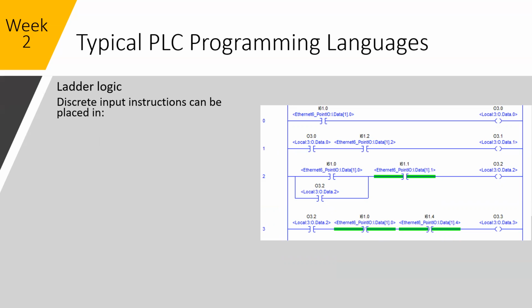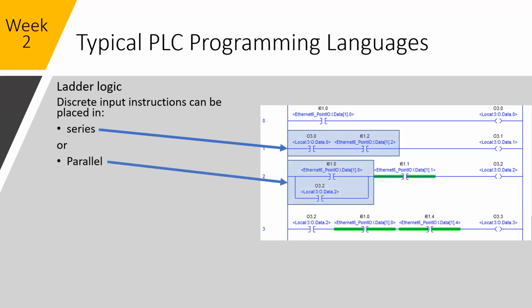So you can see discrete input instructions can be placed in series or in parallel. Series would be AND. So for this example, if I:0/30 and I:6/12, then execute the output. For rung 2, you have here if I:6/0 or I:0/32, then this would then be an AND. We would then execute that.